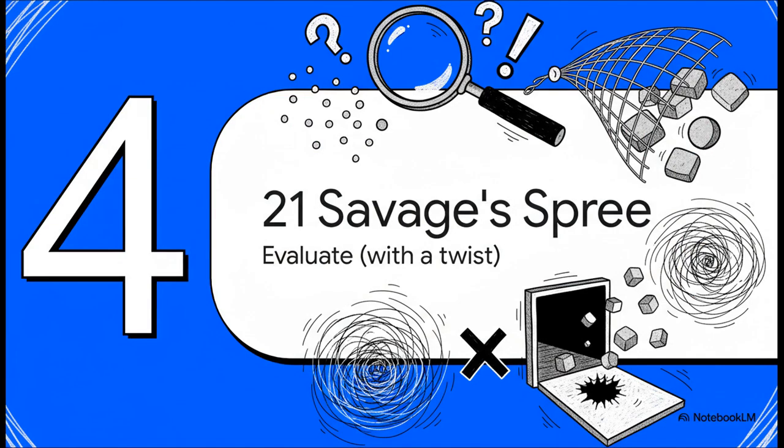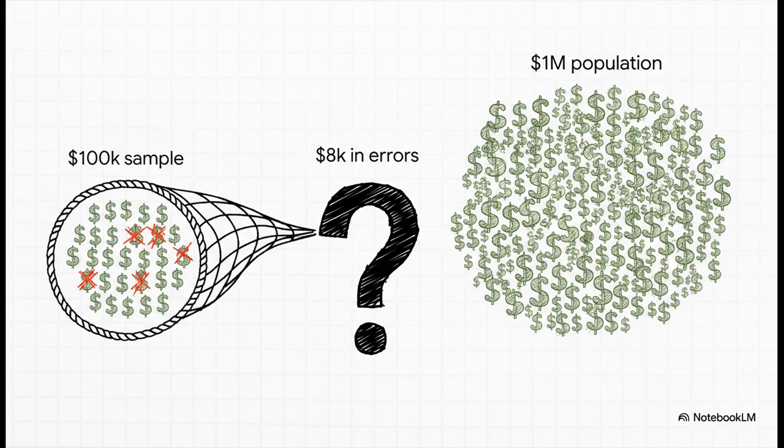All right, let's move on to scenario 2. We're sticking with the task word evaluate, but this time there's a little twist. We're about to dive into the world of sampling and the number one trap that students fall right into. So here's the setup. You're auditing 21 Savage's tour expenses. The total expense population is a cool $1 million. You can't test it all, so you pull a sample of 100 grand. Inside that sample, you find $8,000 worth of errors. So what do you do with that $8,000 figure?